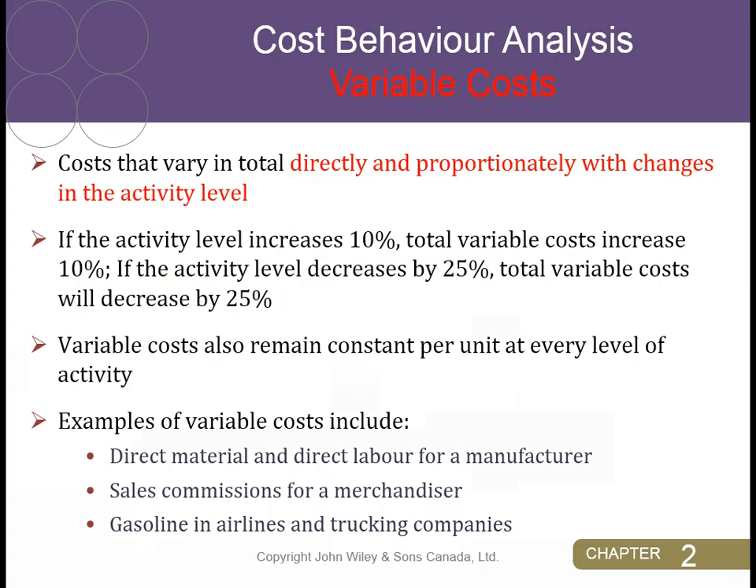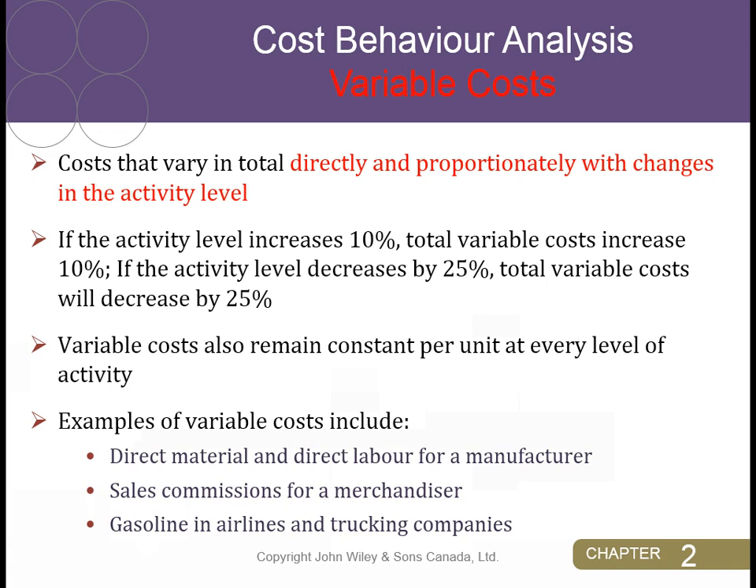Okay, so we're going to start with variable costs. When we look at variable costs, these are costs that vary in total directly and proportionately with changes in activity levels. So the key here is that total variable costs change directly and proportionately. And what that means is as activity levels increase, let's say, for example, we increase activity levels by 10%, variable costs in total will also increase by 10%. If volumes were to decrease, then our total variable costs would decrease as well.